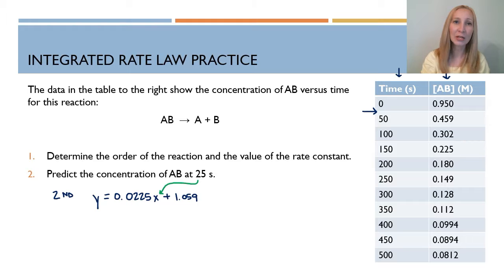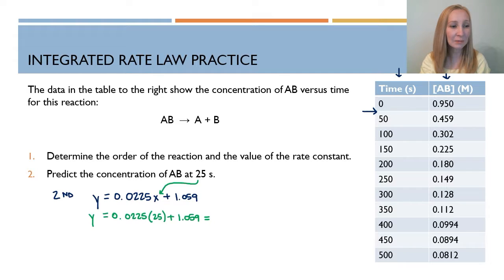I'm going to substitute the 25 seconds into that x, because remember, the x is the t. So y equals 0.0225 times 25 plus 1.059. And if I work that all out, 0.0225 times 25 plus 1.059 gives me 1.6215. So y equals 1.6215.